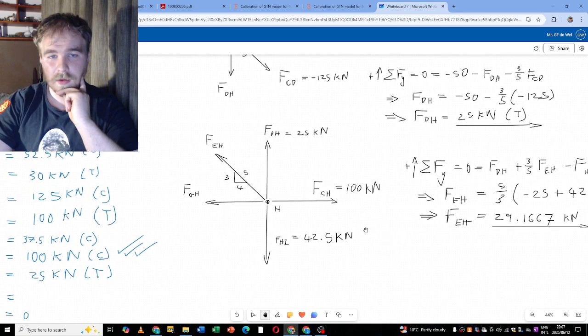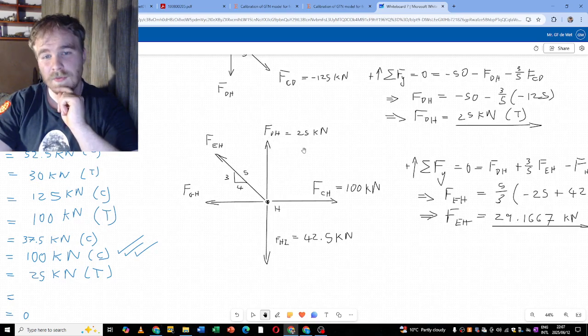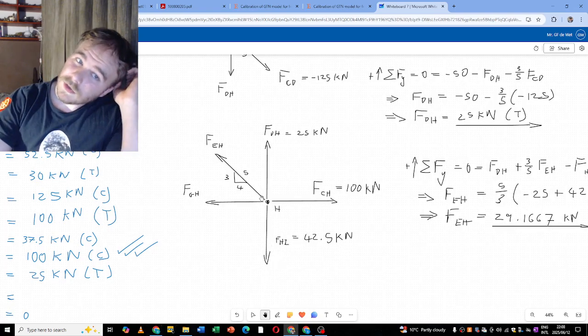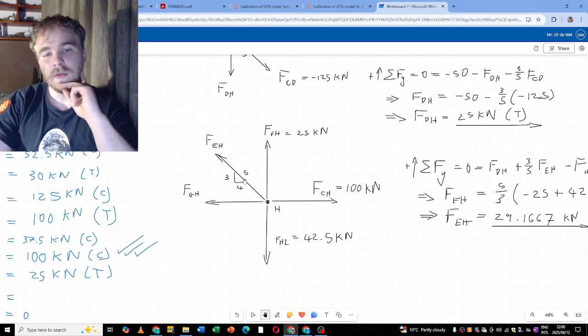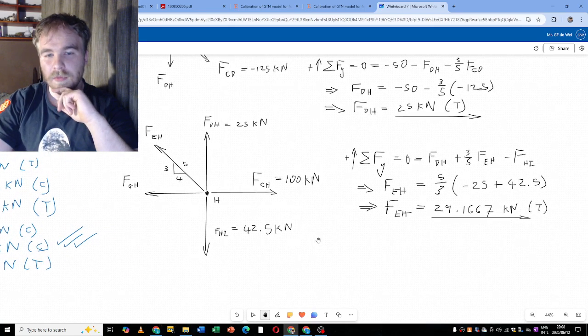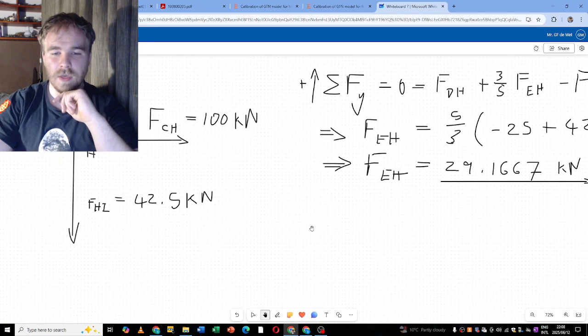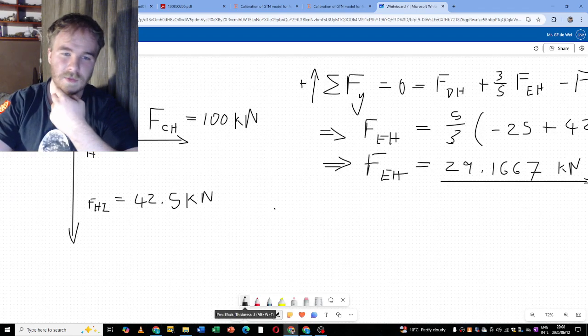Okay, and let's just reason about if that also makes sense to us. EH. So we have DH is 25 kilonewtons, pulling up, okay. And FHI is pulling down with 42.5 kilonewtons. So FEH should be in the right direction. It's a component thing, so it only has a component in the y direction. So it's difficult to say exactly how large it will be, but we know that the direction is correct. So I'm fairly confident, I'm happy with the value that we got. It should be fine.